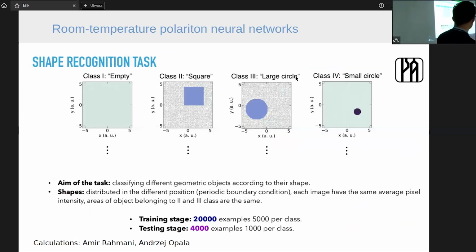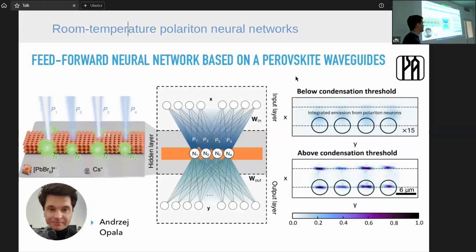Anyway, so the question is what task you can do with just 4 neurons.